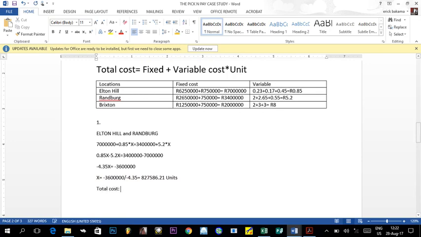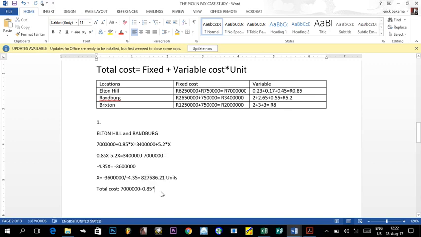The total cost is us taking this number of units that we can replace in either one of these equations. We can replace it in the Elton one, or we can replace it in the Randburg. It won't change anything. The value will still be the same, because we assume that this is the value that will make these 2 locations equally attractive.